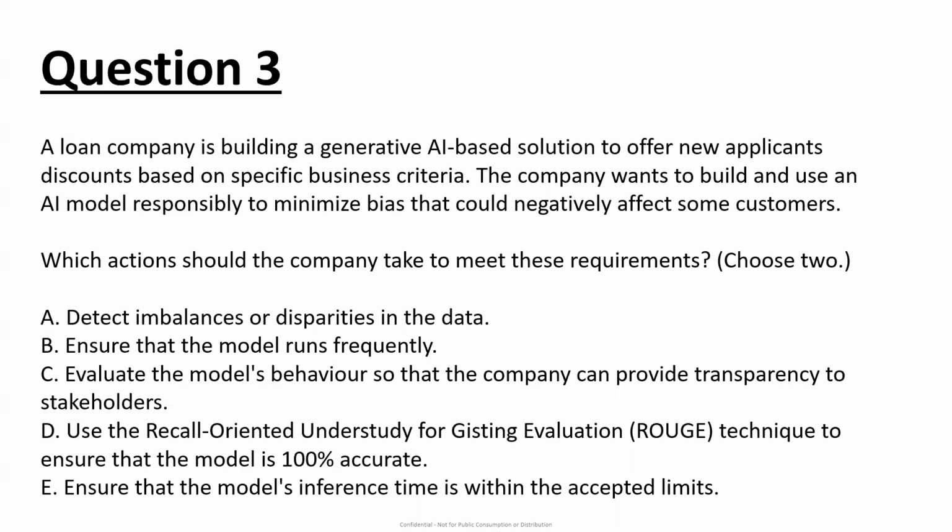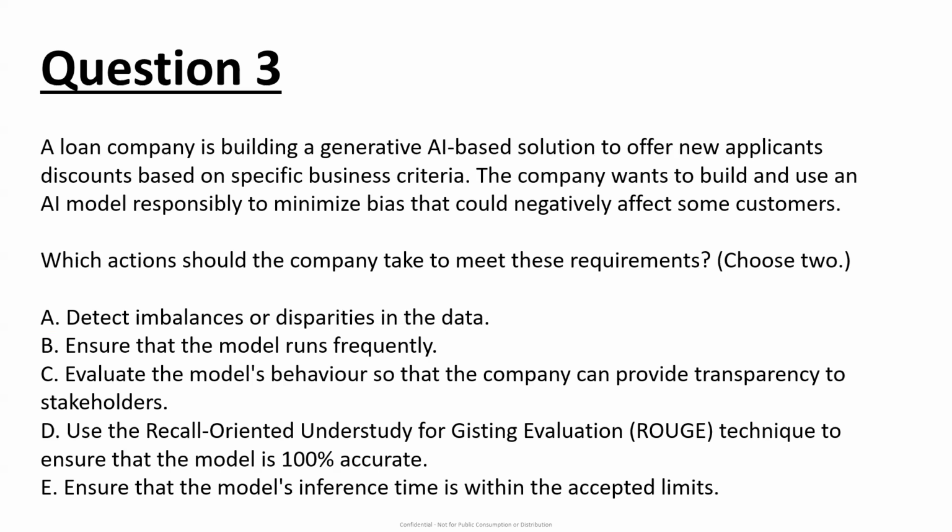B, ensure the model runs frequently. C, evaluate the model's behavior so that the company can provide transparency to stakeholders. D, use the Recall-Oriented Understudy for Gisting Evaluation, or ROUGE, technique to ensure the model is 100% accurate. E, ensure the model's inference time is within the accepted limits.